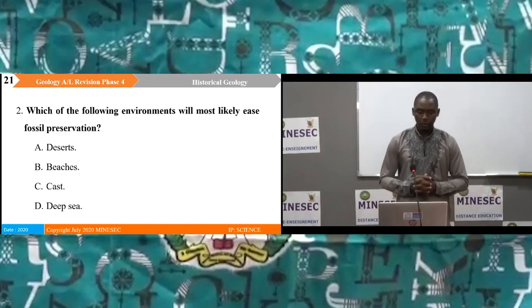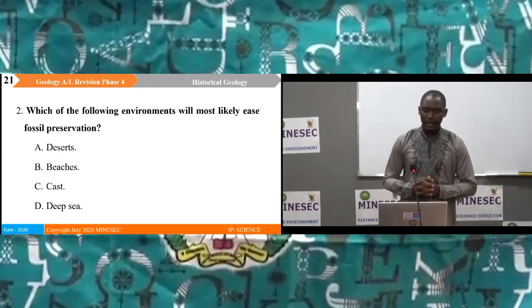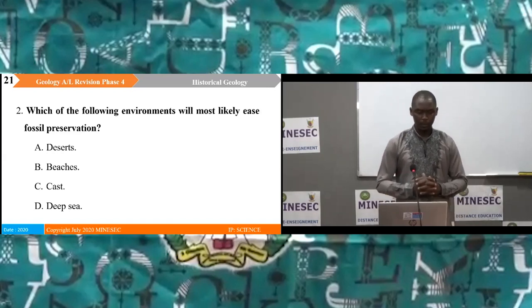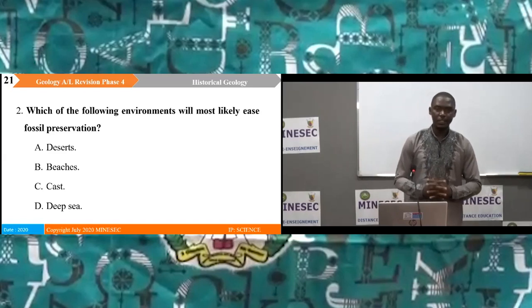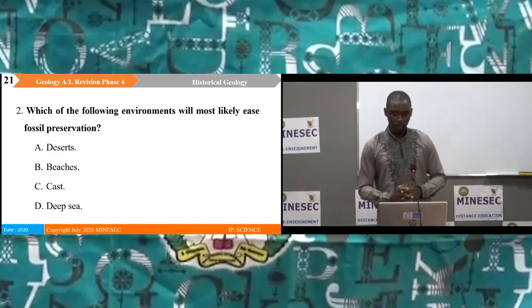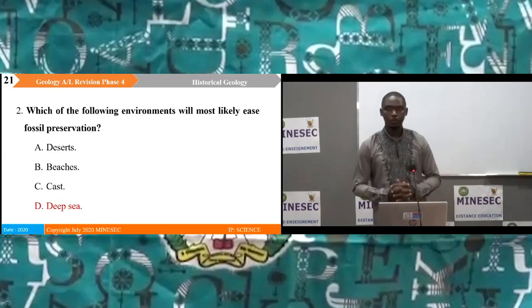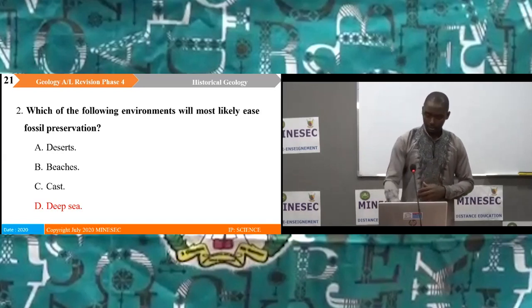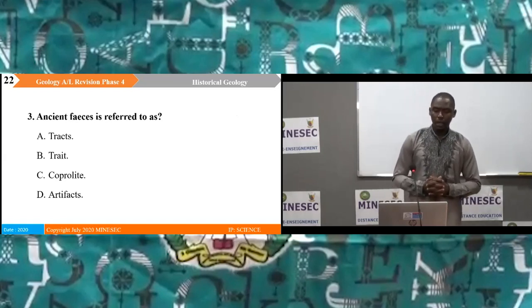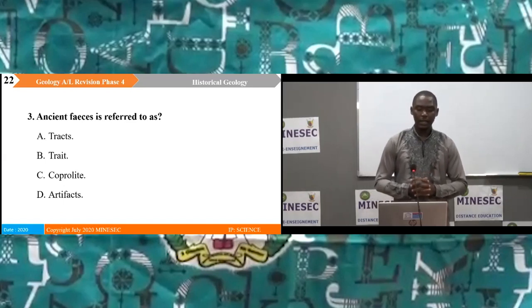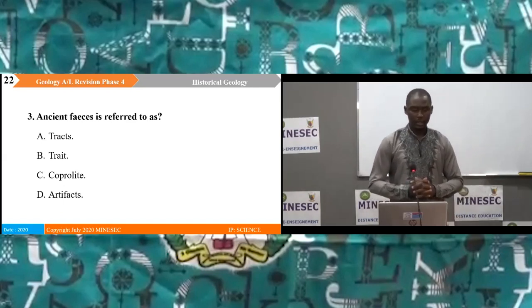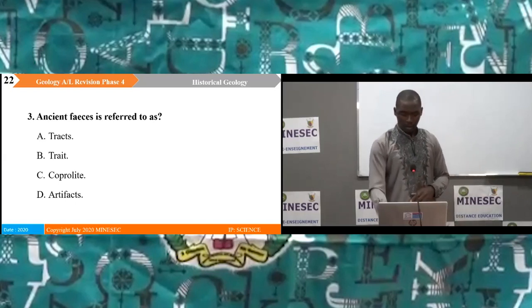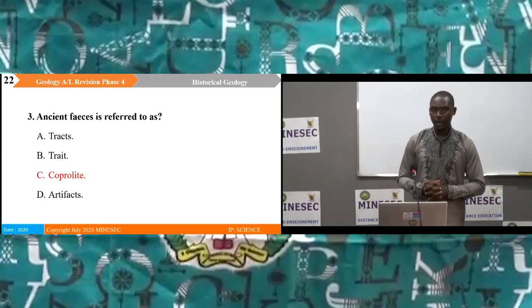Question two. Which of the following environments will most likely ease fossil preservation? A, deserts. B, beaches. C, karst. And D, deep sea. Our correct answer here is deep sea. Here we are away from high energy environments. Question three. Ancient feces is referred to as A, tract, B, tread, C, coprolite, and D, artifacts. Our correct answer is C, coprolite.